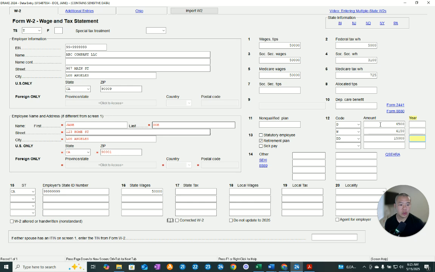And so all this stuff you're just going to pull right from the W-2, and then the tax software is going to calculate it for you. This portion can be important because it's a retirement plan and there are income limitations if one spouse is a business owner. Down here is California, made up state number, state wages $50,000, state tax withheld $2,500.